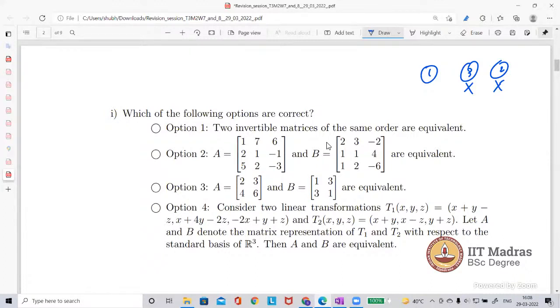Yeah, so two invertible matrices means they have maximum rank. The ranks are equal for both matrices, so they are equivalent.